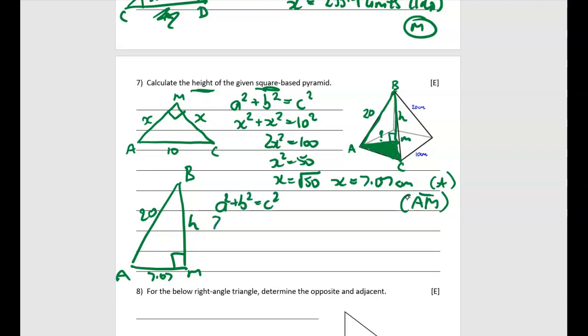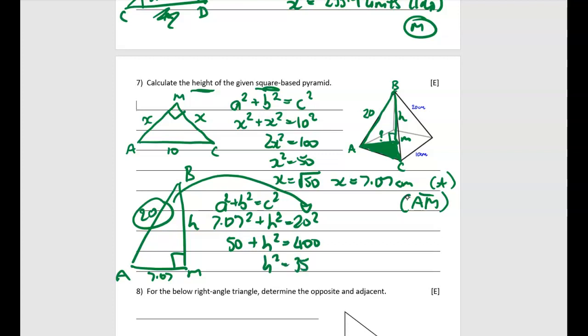7.07 squared plus h squared is equal to 20 squared. Just a reminder, 20 is the long side, so that goes over there by itself. We then go ahead, that there is 50 plus h squared is equal to 400. h squared is equal to 350. Let's carry on over here. h is equal to the square root of 350. h is equal to 18.71 centimeters. And I've rounded that to 2 decimal points.